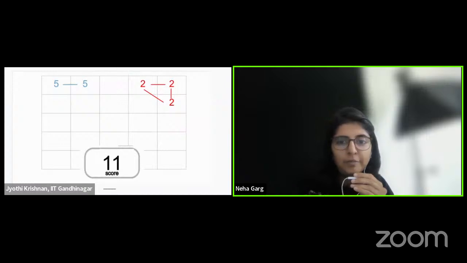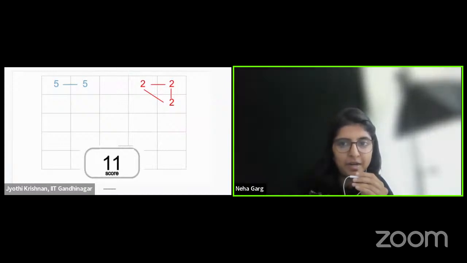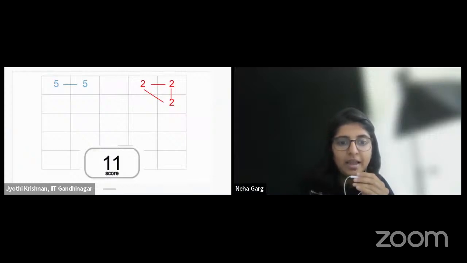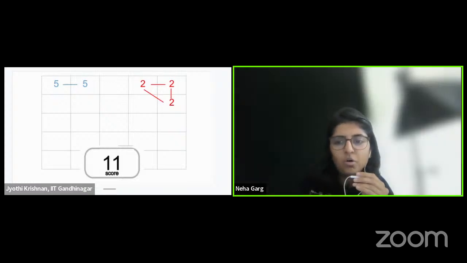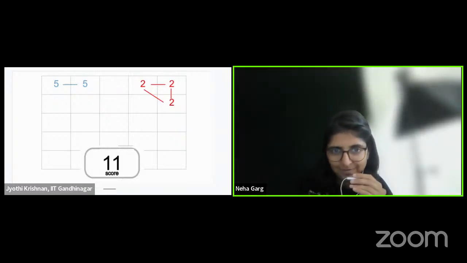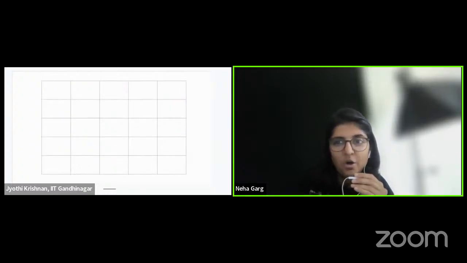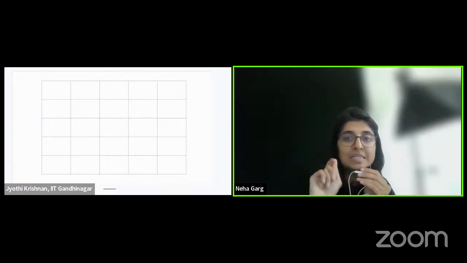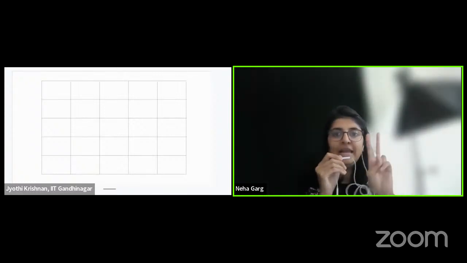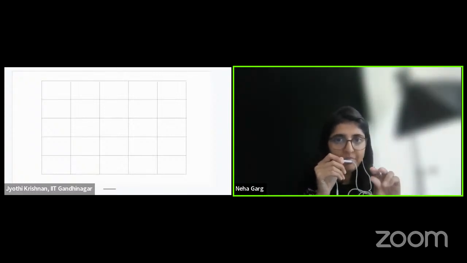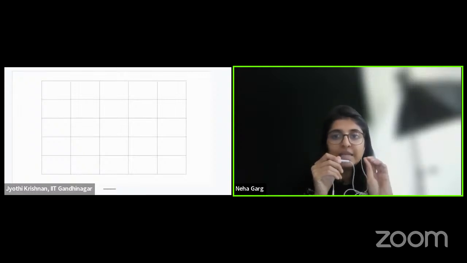So if you see here, there is a 5 by 5 grid. Everyone can see a 5 by 5 grid here, right? Now, what you have to do is, Jyoti ma'am will say some numbers. She will show you two numbers at a time, and you have to fill those numbers in the grid.